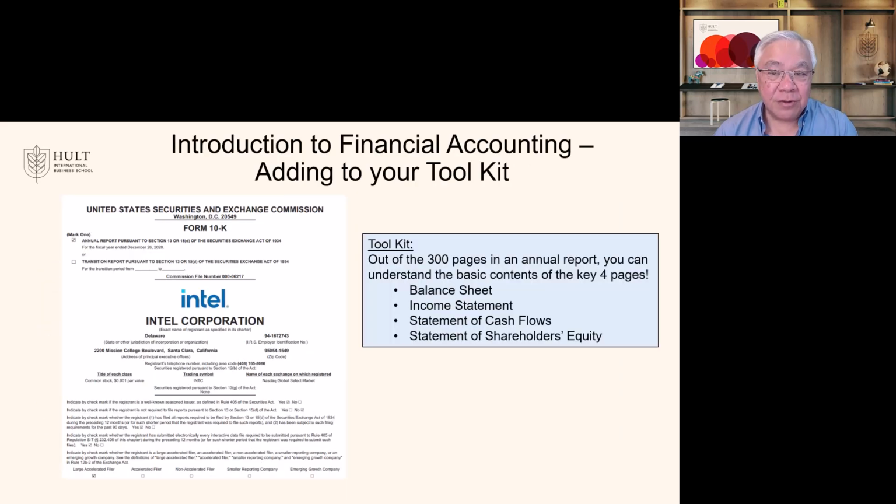This is just an intro to financial accounting. If you looked at a 10K, this is a face sheet for Intel's 10K, you'll find that there are these three statements, but also a statement of shareholders' equity. This document is 300 pages, and it could be boring. Very few pictures, if any, very few graphs, if any. So it's mostly accounting and legal talk, right?